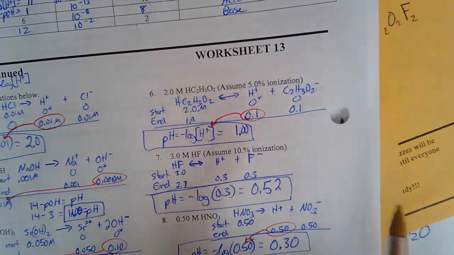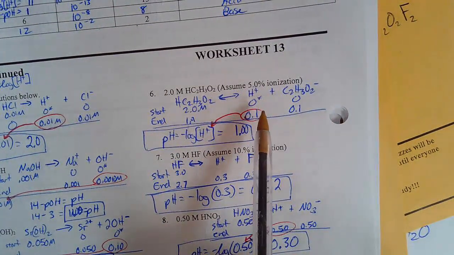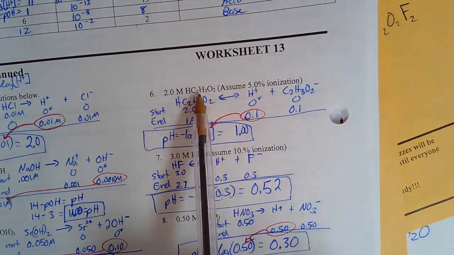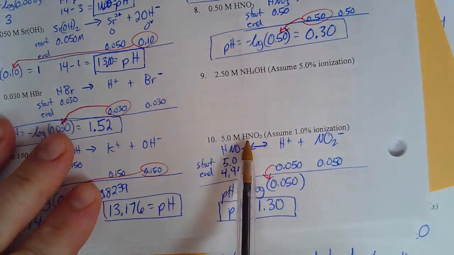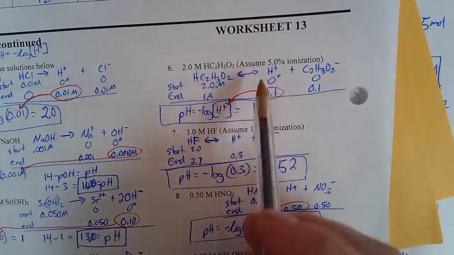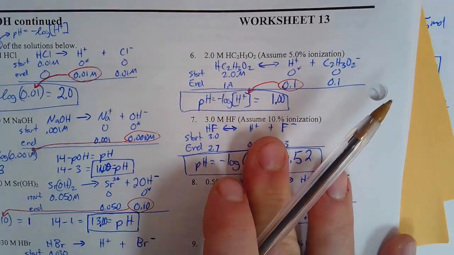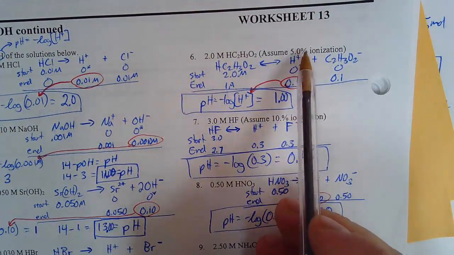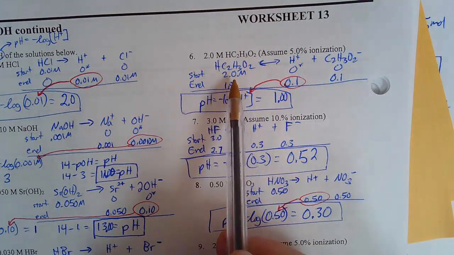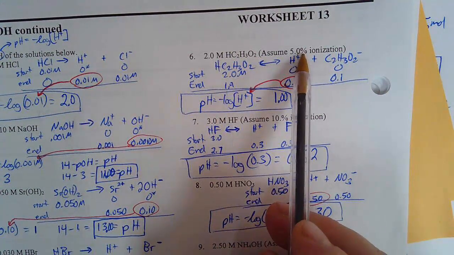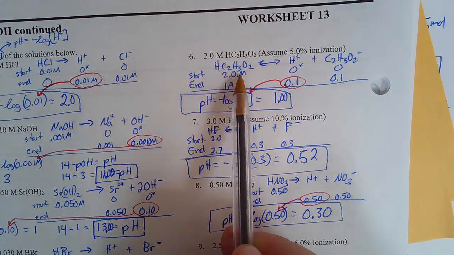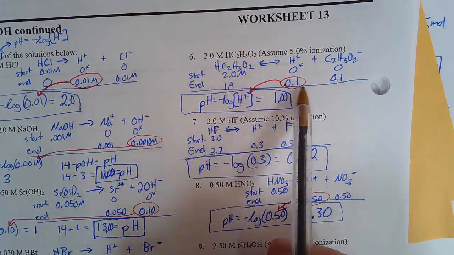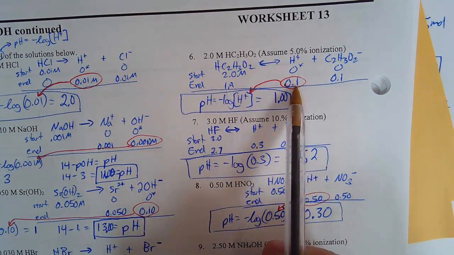Now, once we got to the ones that were not strong acids, so acetic acid is a weak acid, hydrofluoric is a weak acid, nitrous acid is a weak acid. They had to tell us something about how much of the acid ionized. So if you assume 5% ionization, what that means is if you put in 2 molar acetic acid, only 5% of it is going to form ions.